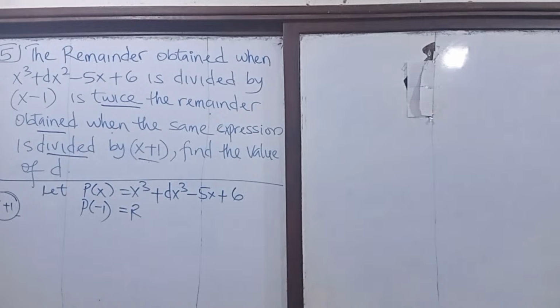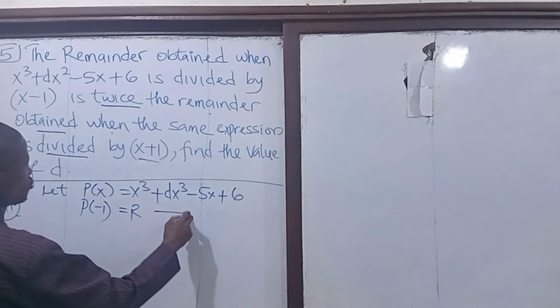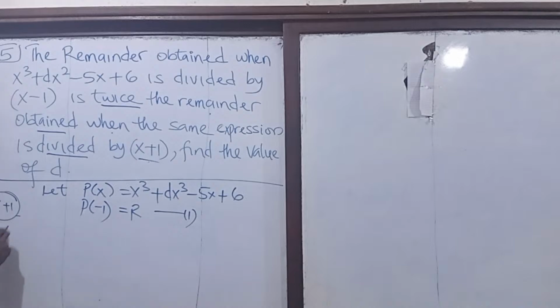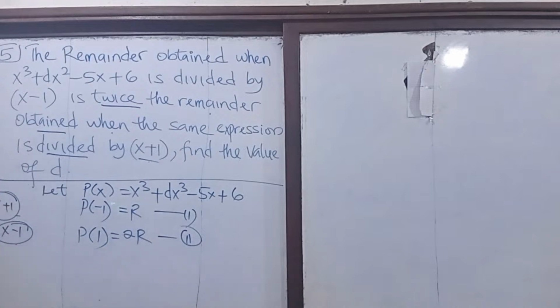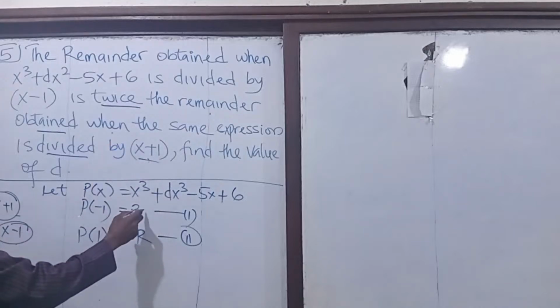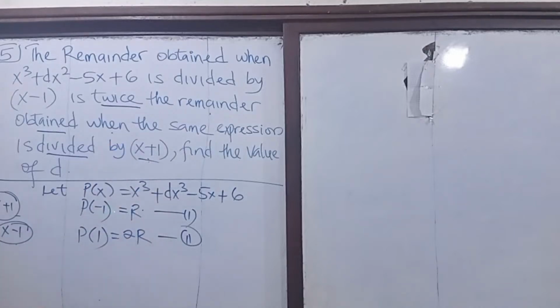Okay, and then that's one equation we have there. The first one, for x plus 1, the root will be minus 1. Then for x minus 1, the root in this case will be 1, so that p of 1 equals what? 2 times the remainder. So we are going to solve these two equations. p of minus 1, from the factor x plus 1, equals the remainder. According to the remainder theorem, for x minus 1 we have this one equal to 2 times the remainder. So let's begin to make substitutions.